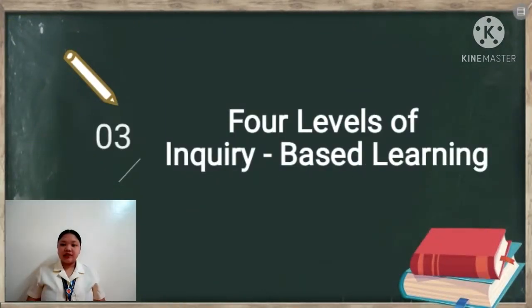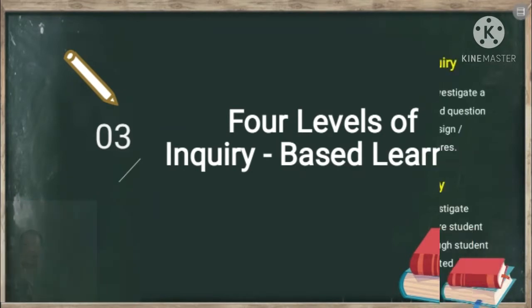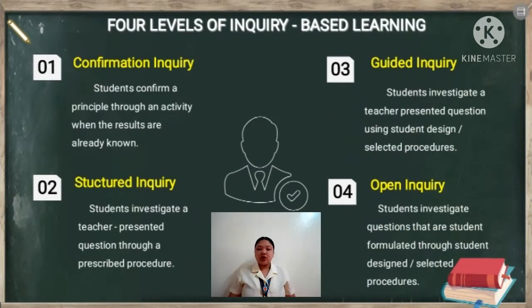And for further understanding about inquiry-based learning, let us now proceed to the 4 levels of inquiry-based learning. Let us first look at the confirmation inquiry, where students confirm a principle through an activity where the results are already known, or simply means learners are given a question as well as a method to which the end result is already known, meaning all they have to do is confirm if the result is correct.